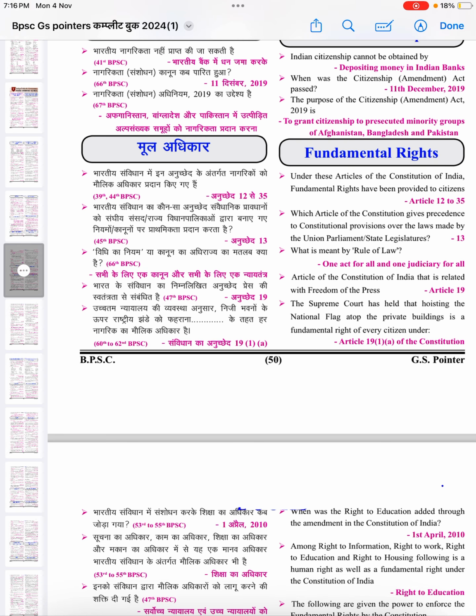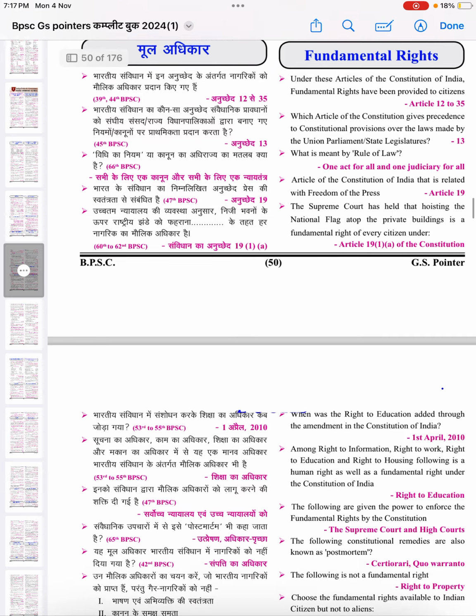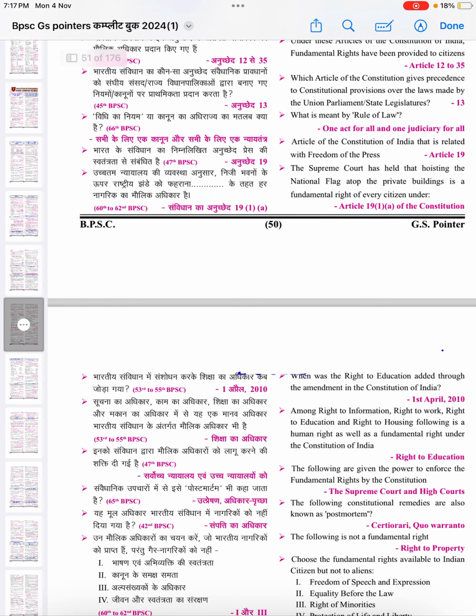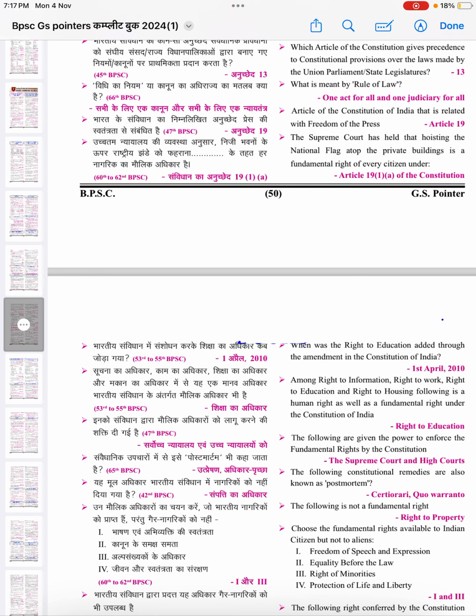Fundamental rights. Under these articles of the Constitution of India, fundamental rights have been provided to citizens: Article 12 to 35. Which article of the Constitution gives precedence to constitutional provision over the laws made by the Union Parliament or state legislature? 13. What is meant by rule of law? One act for all and one judiciary for all. The article related to the freedom of the press: Article 19. The Supreme Court has held that hoisting the national flag atop a private building is a fundamental right of every citizen under Article 19, Clause 1A of the Constitution.